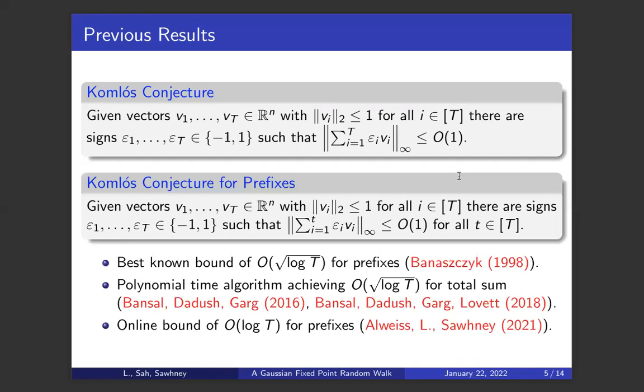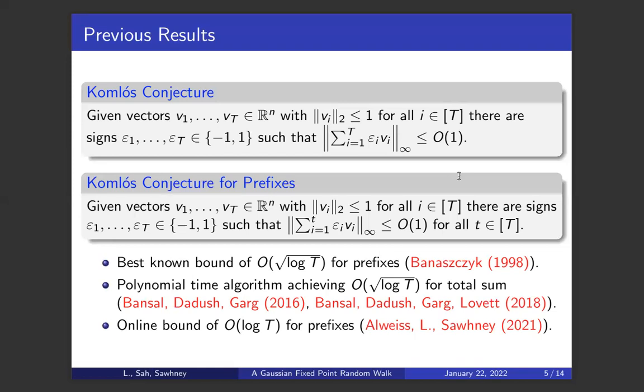It's not known whether either of these conjectures is true or false. The best known results towards these conjectures are the best upper bound of O of square root log t, which works for all prefixes. This is due to Banaszczyk. Additionally, it's known how to give a polynomial time algorithm that achieves a square root log t bound for the total sum. So, not all prefixes, but just the total sum of the Komlós conjecture setting. And additionally, there's an online bound in the Komlós setting that achieves an O of log t discrepancy that also works for all prefixes. And this is work of Alweiss, Liu, and Sawhney.